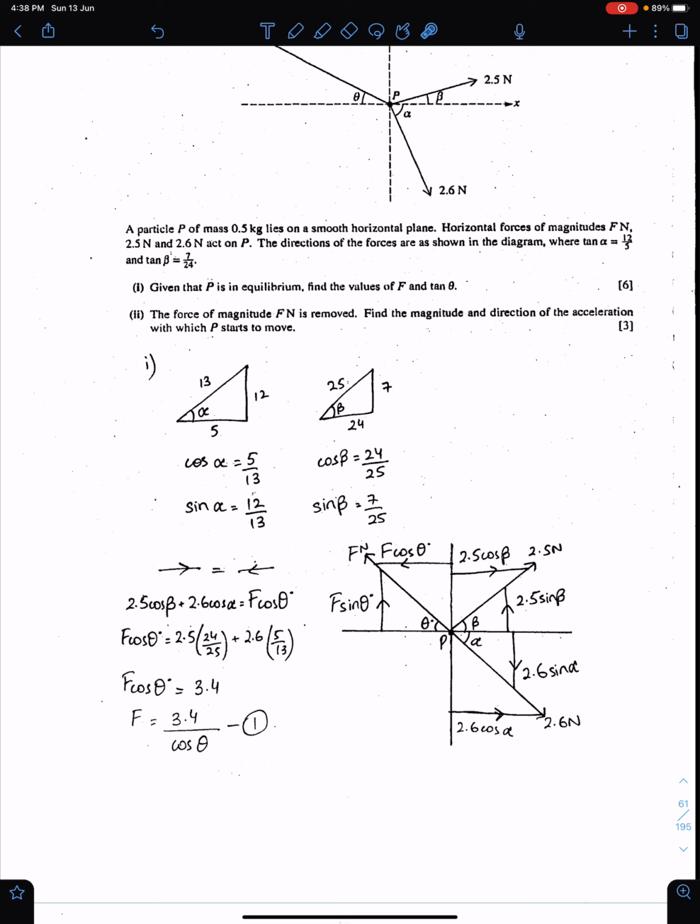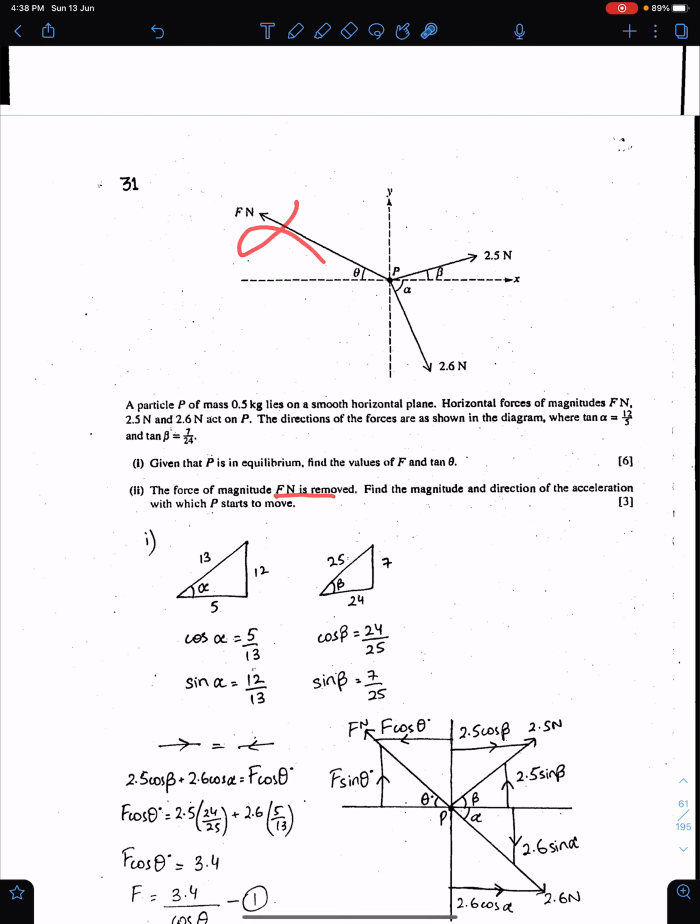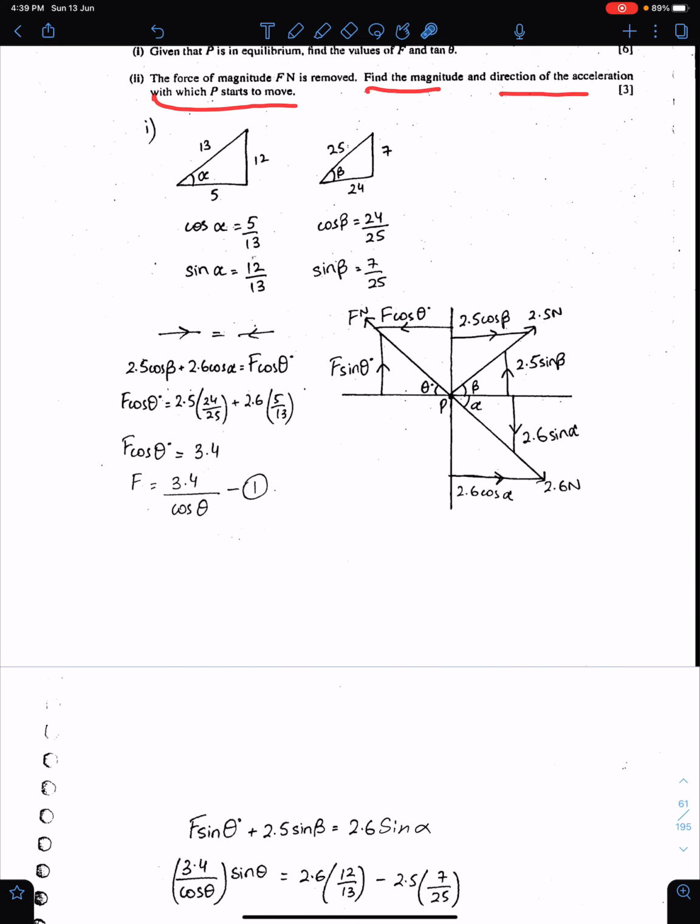Part 2. The force of magnitude F newton is removed. This force has removed now. Find the magnitude and direction of the acceleration with which P starts to move. So you need to consider this force diagram only. You just need to ignore this.